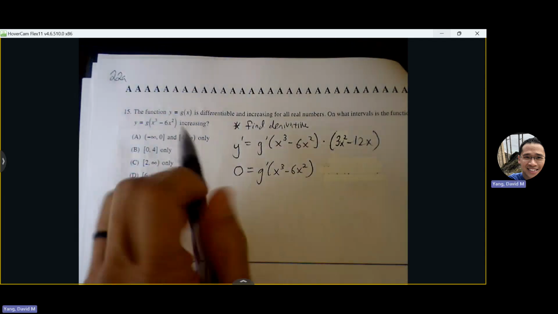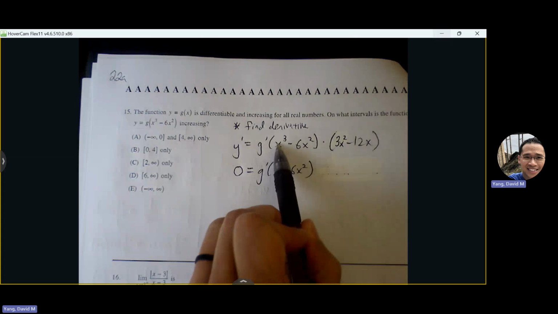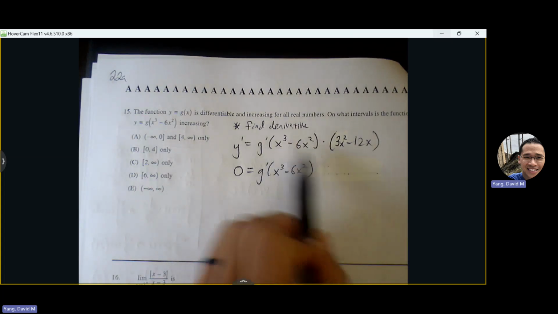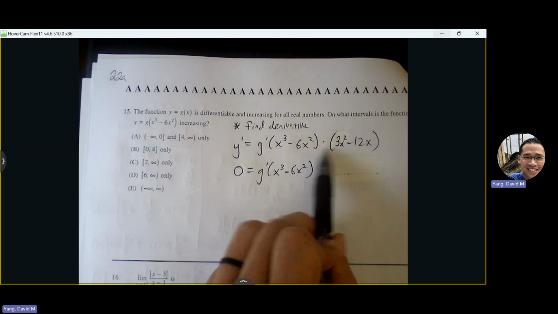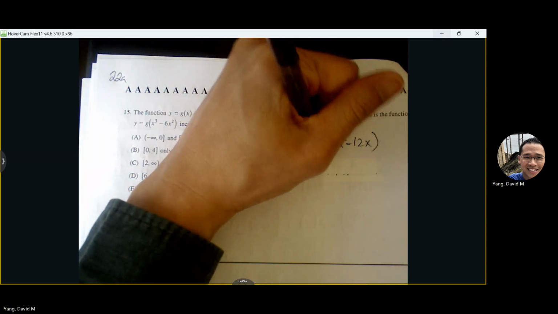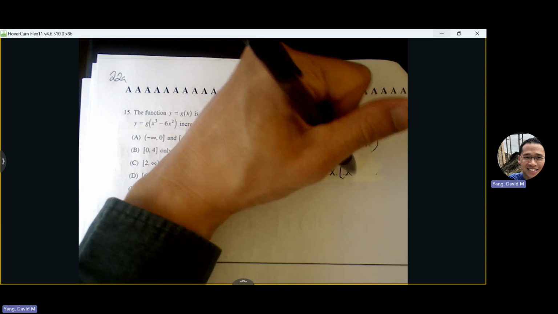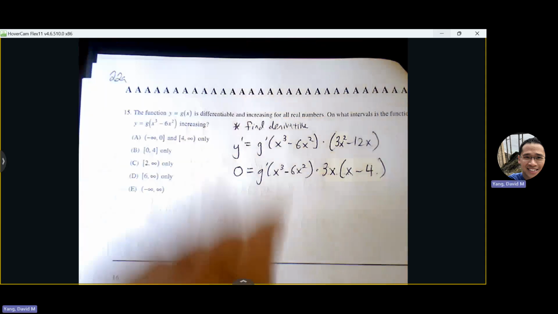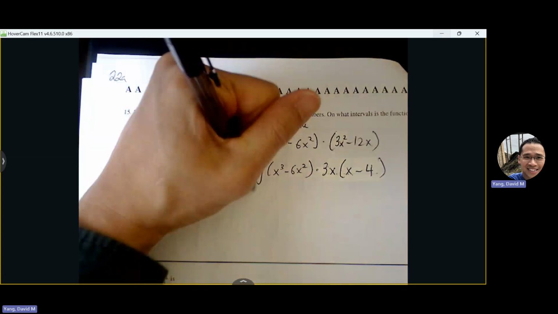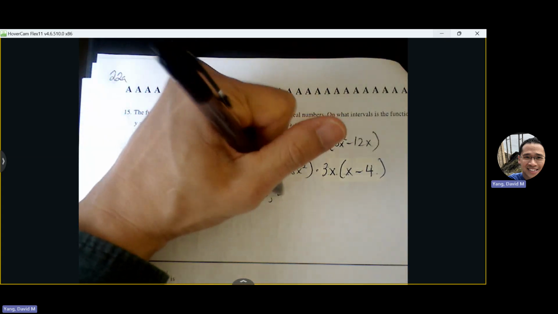Okay, so outside's derivative, g becomes g prime. We keep the inside intact, and then we take the derivative of the inside. x cubed becomes 3x squared. 6x squared becomes 12x. We can factor a 3x out. I'm left with x minus 4. So I can set 3x equal to 0, and I can set x minus 4 equal to 0. And I get x equals 0 and 4.